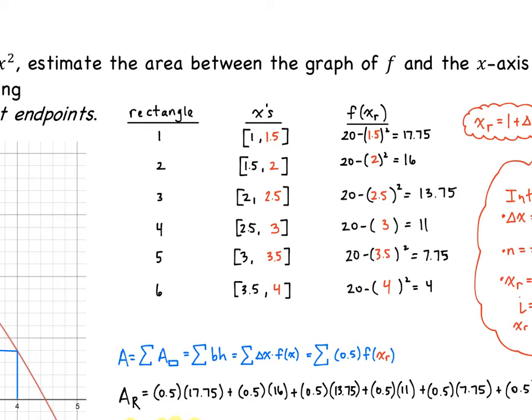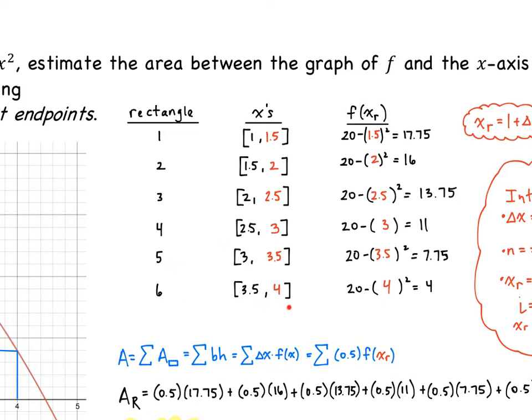So we have 6 rectangles, and what I labeled here are the intervals of those x's. So this first rectangle goes from 1 to 1.5. The right endpoint is when x is at 1.5. Our second rectangle is on this interval. The right x value is 2. And you can see that for each of the rectangles on down.